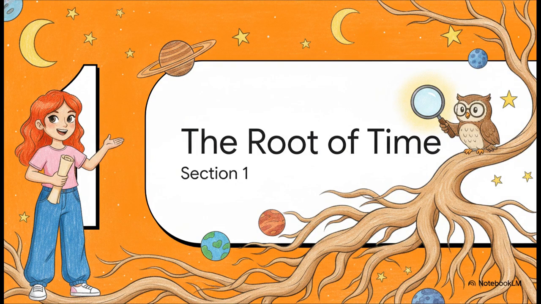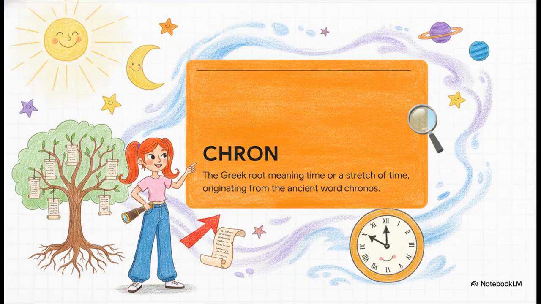All right, part 1, the root of time. We're going to introduce the foundational root that we'll be investigating today, and I promise you, once you learn to spot this, you're going to start seeing it absolutely everywhere. Here it is, C-H-R-O-N, pronounced chron. This comes directly from the ancient Greek word chronos, which quite simply means time, or a stretch of time. So the fundamental equation you need to burn into your memory right now is this. Whenever you see C-H-R-O-N, you should immediately think of time. It is a direct, undeniable link.